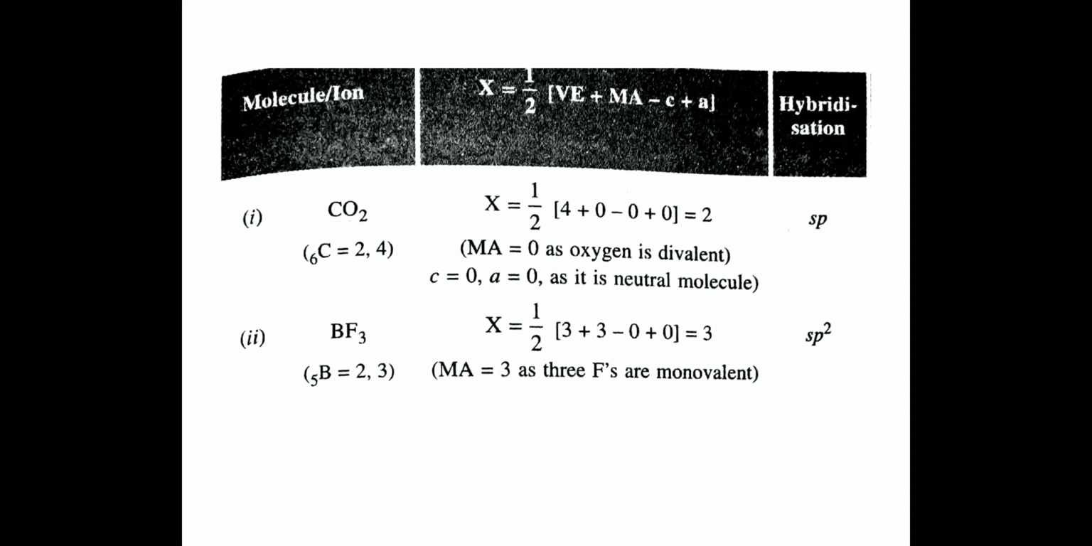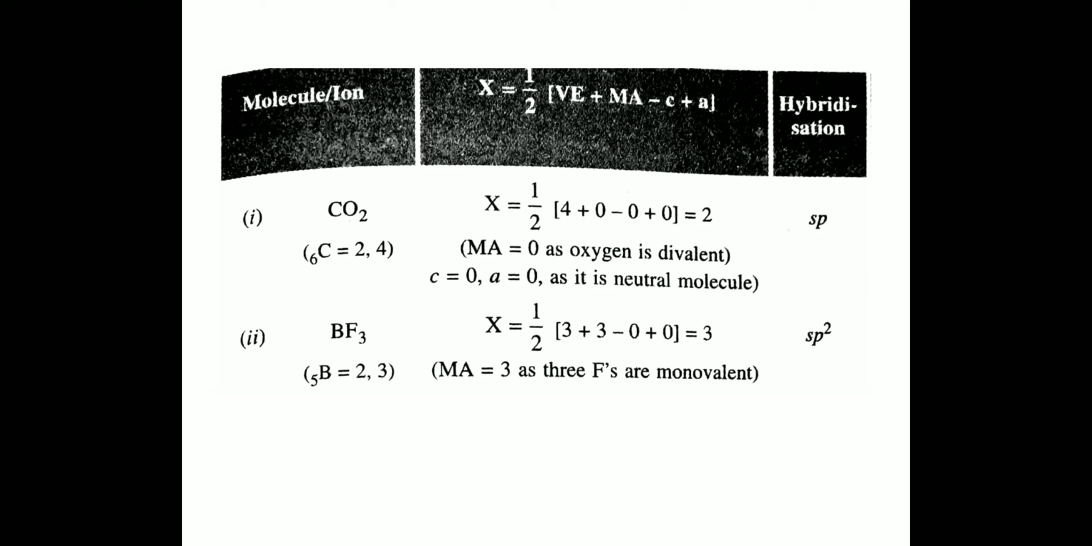As we know, oxygen is divalent. Since there is no monovalent atom, we don't have to add anything. So here we are simply representing it as 0. And since it is a neutral species, not a cation, neither an anion, we don't have to add or subtract anything. Simply it is 4 by 2, that is 2. Since the value of X is 2, the hybridization is sp. That means carbon dioxide is sp hybridized.